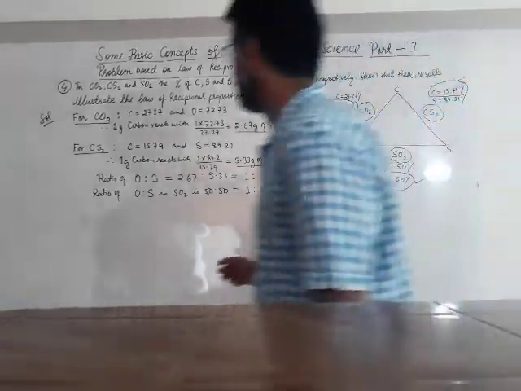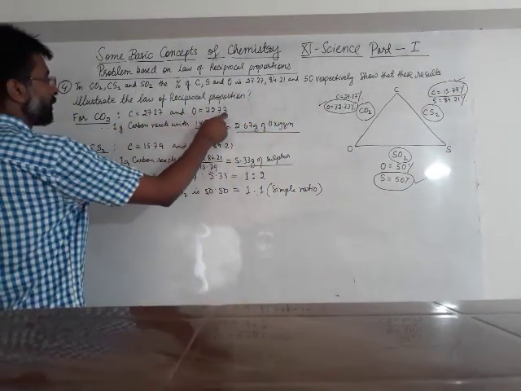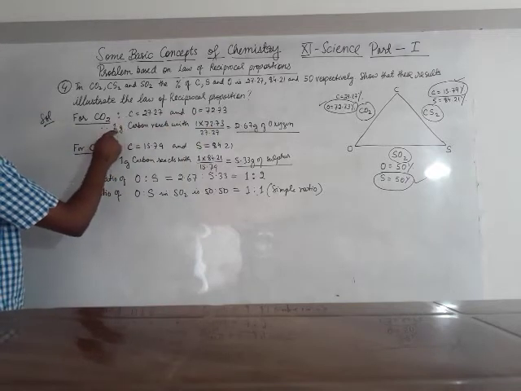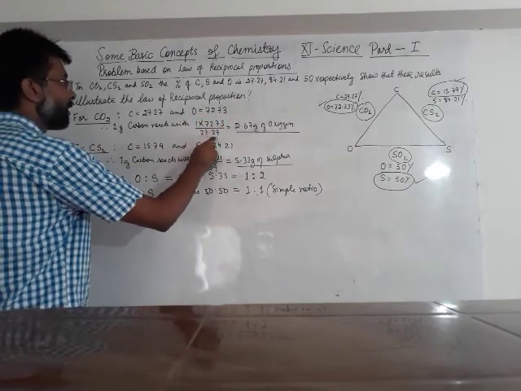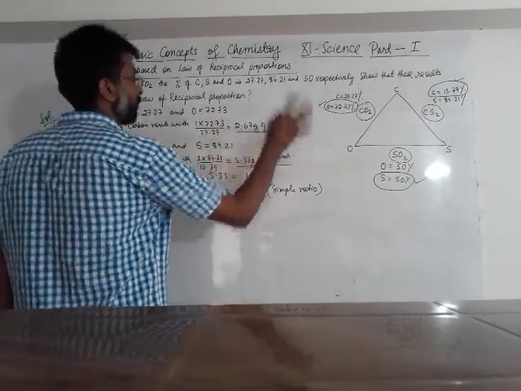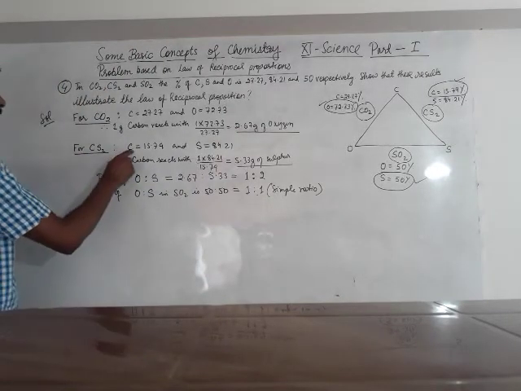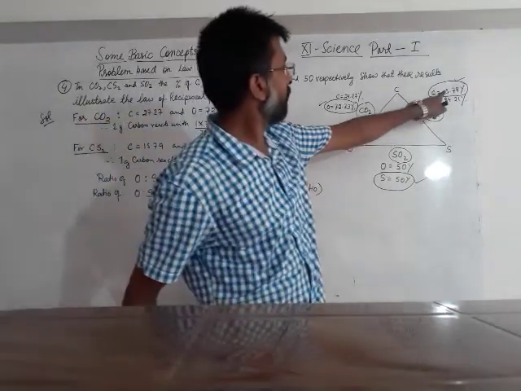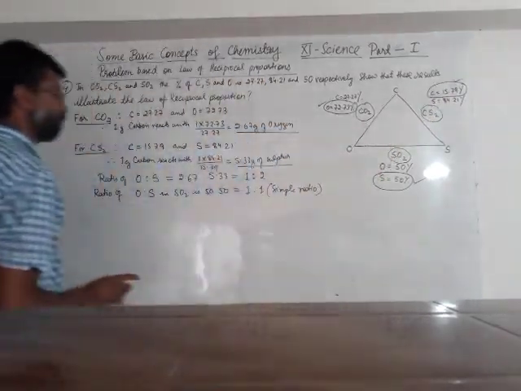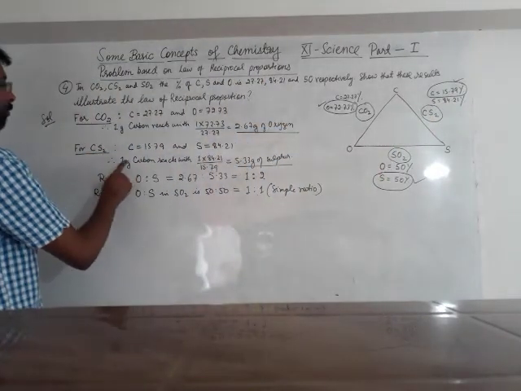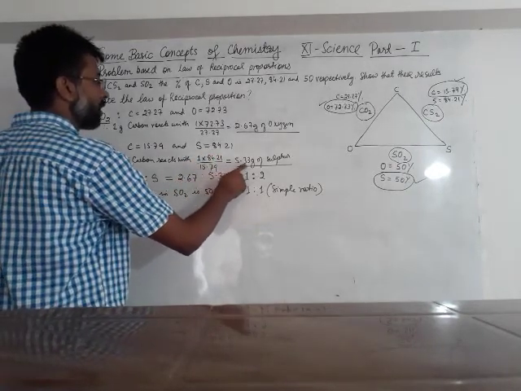So now come back over here. For carbon dioxide, carbon is 27.27 and oxygen is 72.73. Therefore, 1 gram of carbon will react with 1 multiplied by 72.73 divided by 27.27, which comes to 2.67 gram of oxygen. Similarly, for carbon disulfide, carbon is 15.79 and sulfur is 84.21, which is given. Therefore, 1 gram of carbon reacts with 1 into 84.21 divided by 15.79, which gives us 5.33 gram of sulfur.